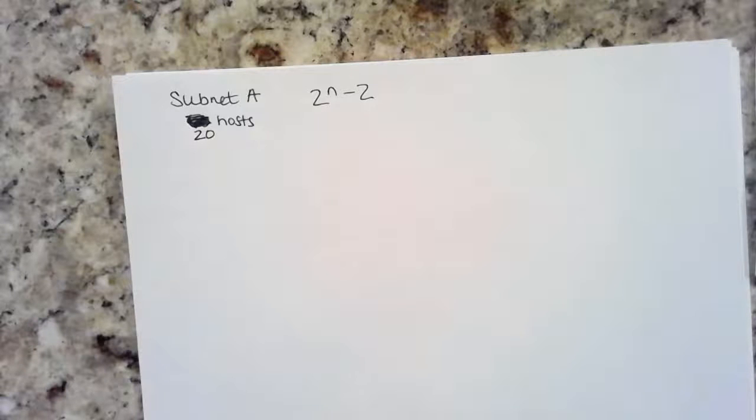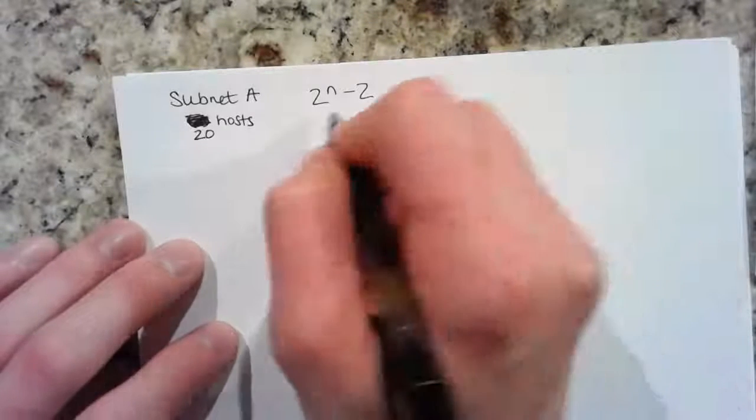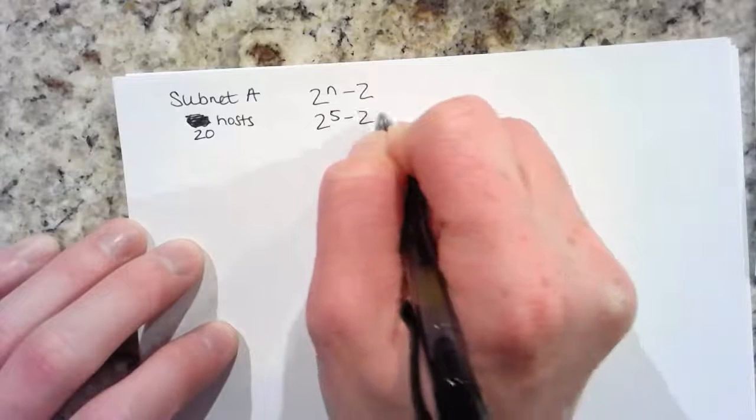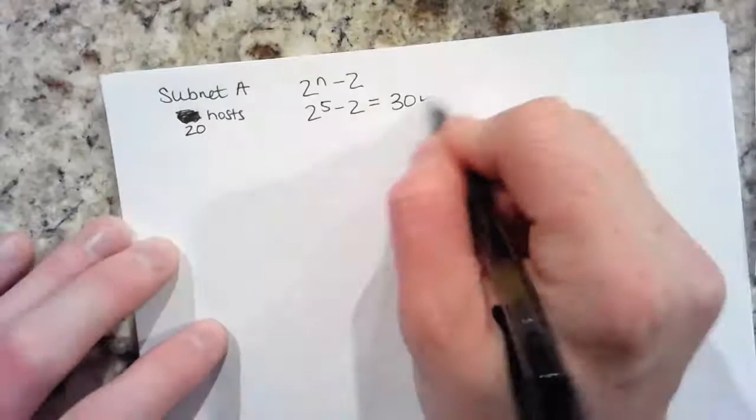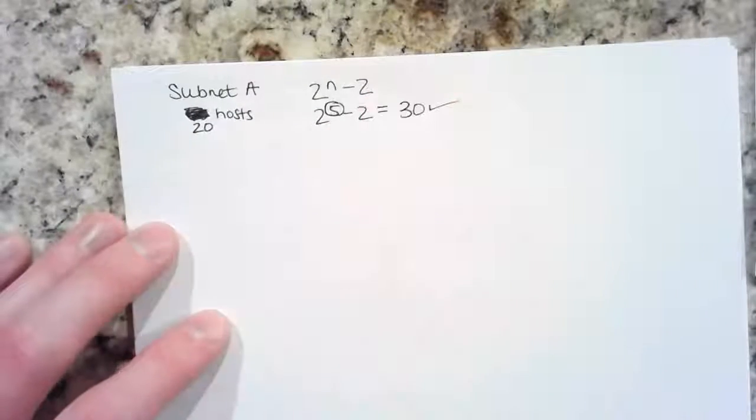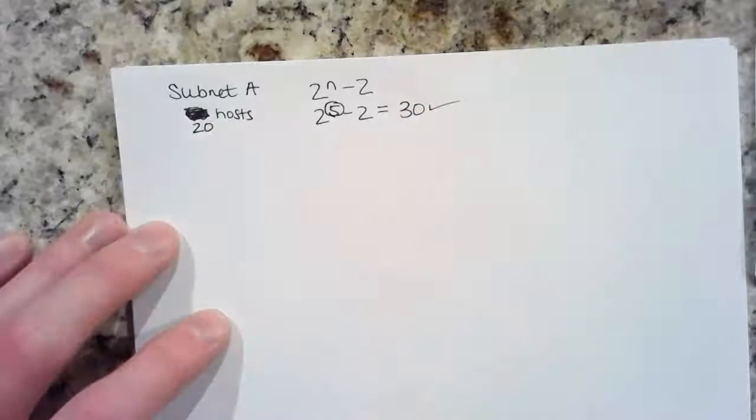All right. So to get 20, okay, we need to look at how many are we borrowing? So 2 to the what? So 2 to the 4 equals 16. That's not enough. 2 to the 5 is 32. Okay. Minus 2. So 2 to the 5 minus 2 equals 30. Okay. Now that is 10 greater than 20, but we don't really have an alternative there because if we go to 2 to the 4, it's not enough. So we stick with that right there. But we are borrowing 5 bits from our starting address.